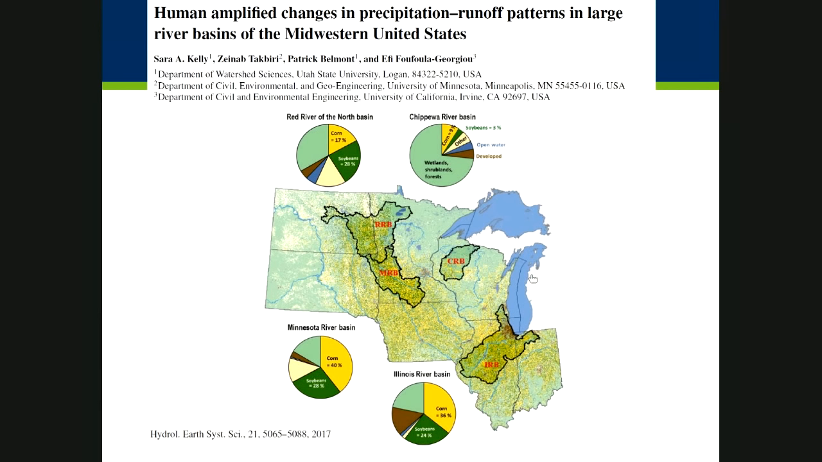So with that background, there's been one study that I like to point to, which is more about changes in precip and runoff patterns, but they did an analysis of the Red River Basin and provide a lot of good hydrology information that's pretty quantitative.